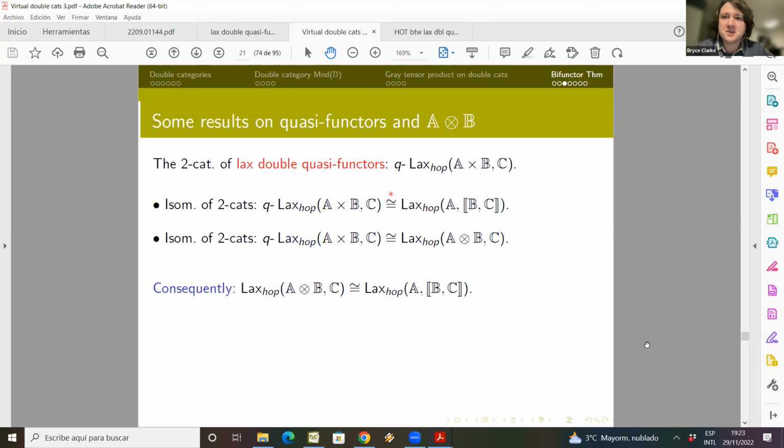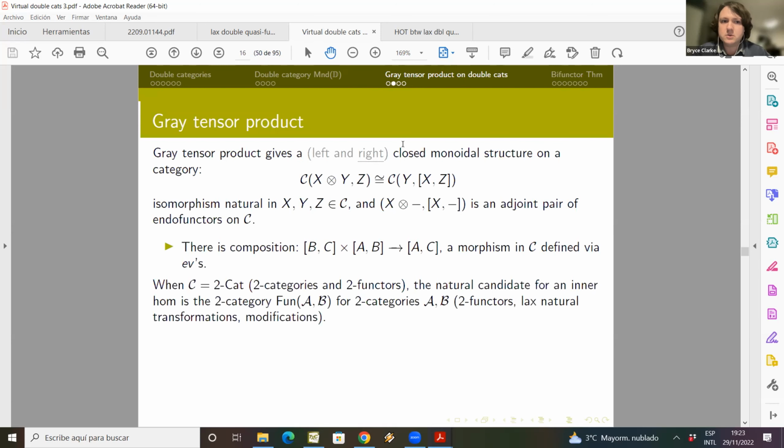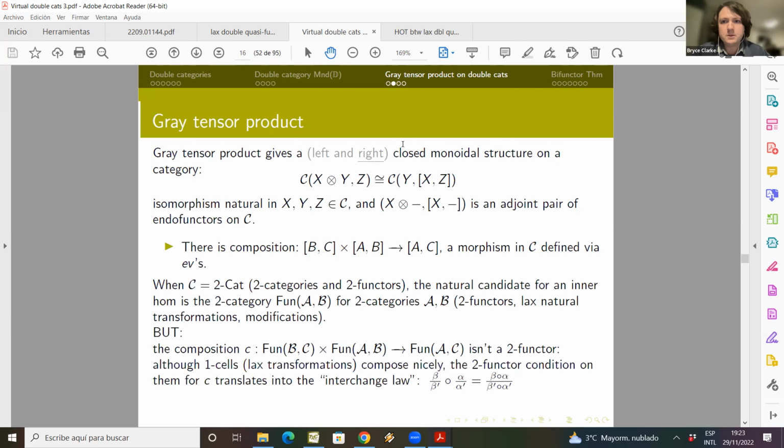Maybe I have a semi-naive question. For the gray tensor product on 2-Cat, you find this interesting sometimes because then you want to enrich with respect to this gray tensor product on two-categories. Have you thought about doing things along these lines for the gray tensor product of double categories, enriching with respect to this monoidal product?